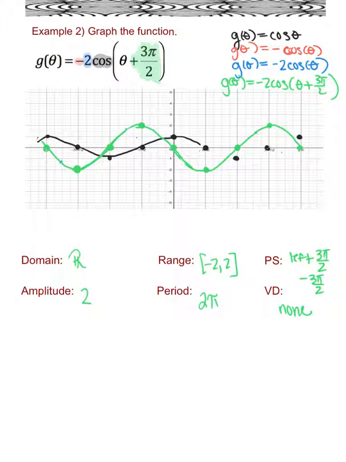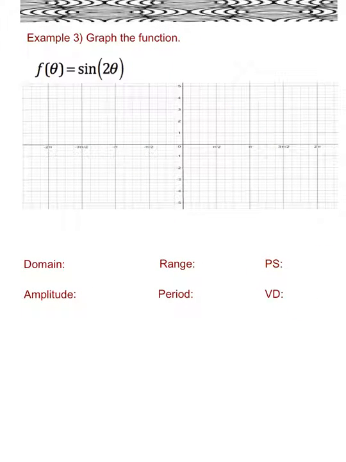All right, let's take a look at the next. Here I have f of theta is equal to sine of 2 theta. So here I can see my parent function is sine. And the only change I'm going to have is coming from this b value, which is a change in the period. So I'm going to have a new period, and it's 2 pi over the b value, which is 2. So my new period is going to be pi. I can go ahead and write that down here. This also means that I need 2 waves to occur from 0 to 2 pi.